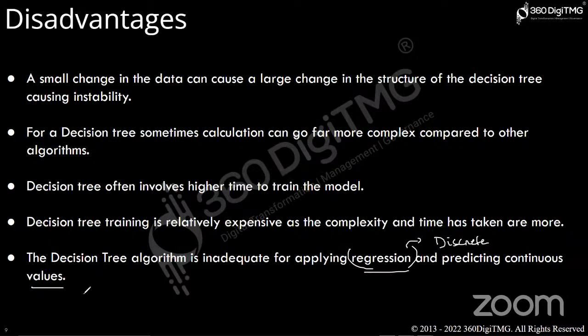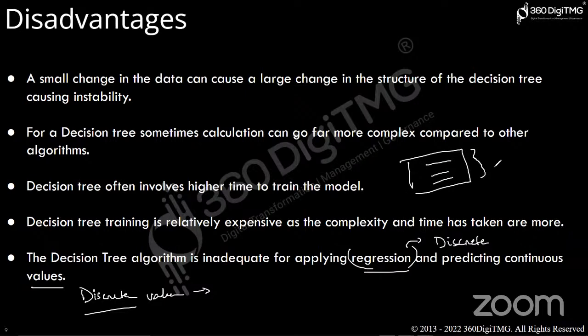Now, for discrete values, how do we decide? Suppose in the leaf node we have multiple classes. If this is the case, we take the class which has the majority in this node. Whichever class has the majority, we take that class as our output for the leaf node.